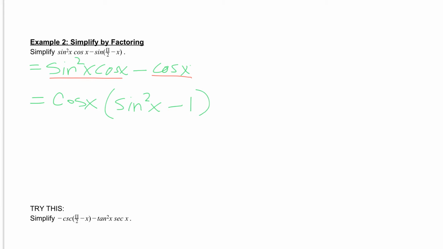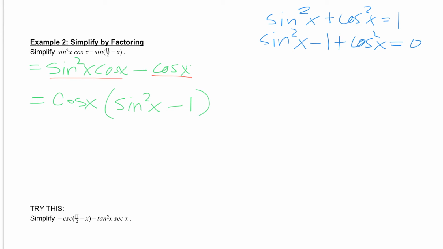And then from here, we can go ahead and say, I see that I have that squared term again and that 1. Can I get something with my Pythagorean identities? So let's take a look at that Pythagorean identity one more time. Sine squared x plus cosine squared x is equal to 1. And what I want is sine squared x minus 1. So I want to leave my sine squared where it's at, and I need to subtract 1. So I'm going to subtract that 1 and bring it over to the other side. And when I do that, I have sine squared x minus 1 plus cosine squared x equal to 0.